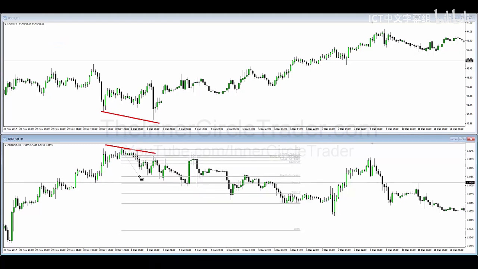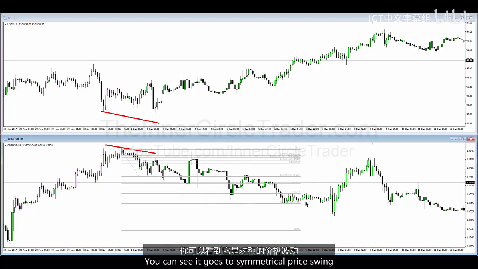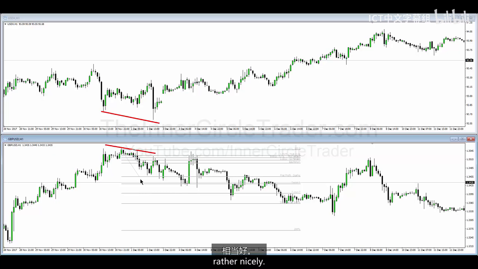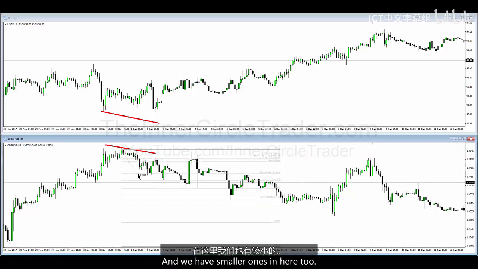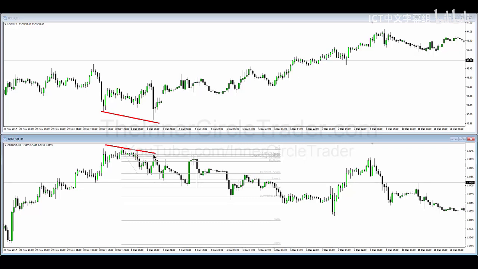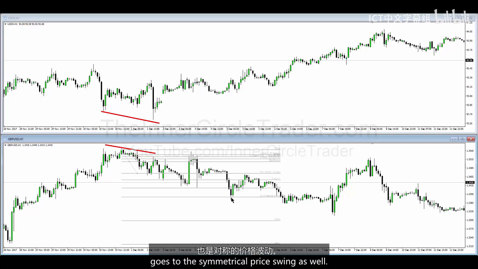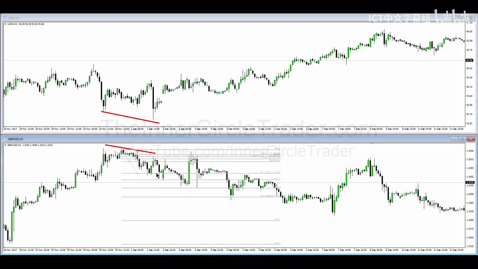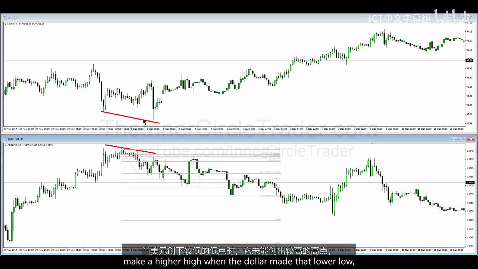And you can look for opportunities to get short with an optimal trade entry, sell in cable, highest body open or close, down to our reactionary low here, optimal trade entry here, stop would be above this high. You can see it goes to symmetrical price swing rather nicely. And we have smaller ones in here too. You could have used this range to this range here, optimal trade entry. Again, goes to the symmetrical price swing as well. So there's several examples in here that you could have used for optimal trade entries on short for a weaker British pound because it failed to make a higher high when the dollar made that lower low.